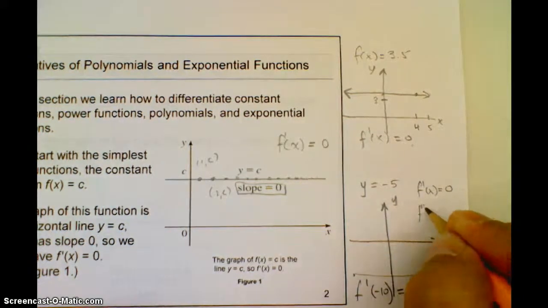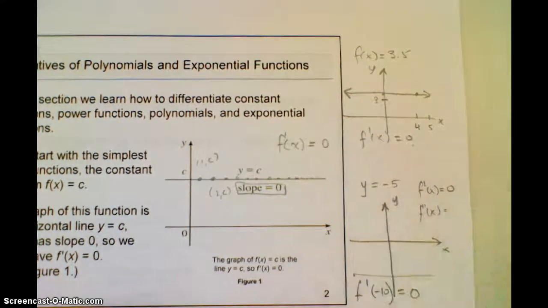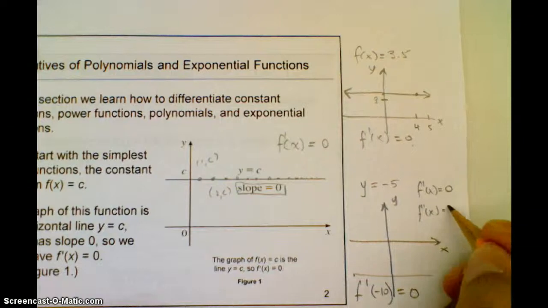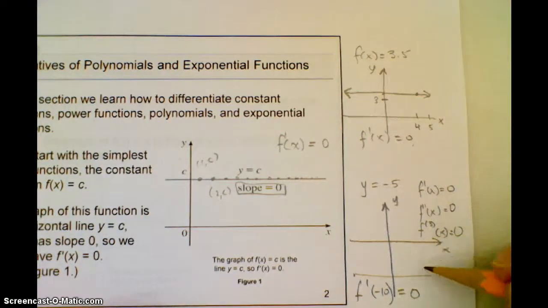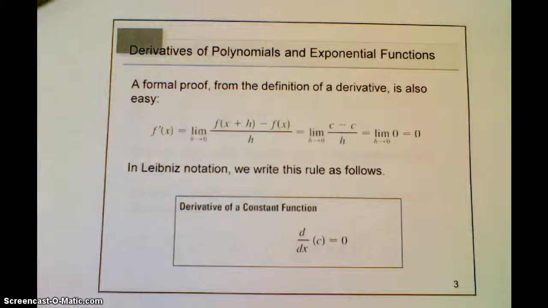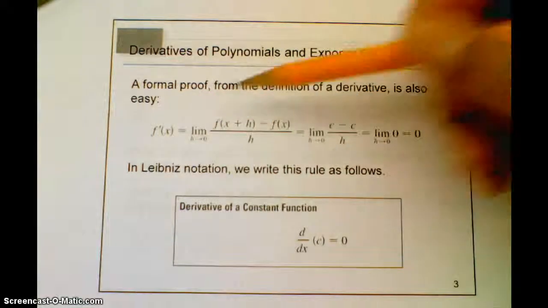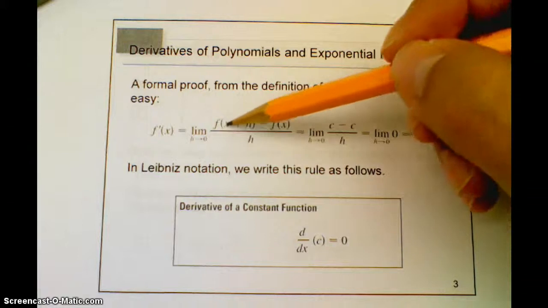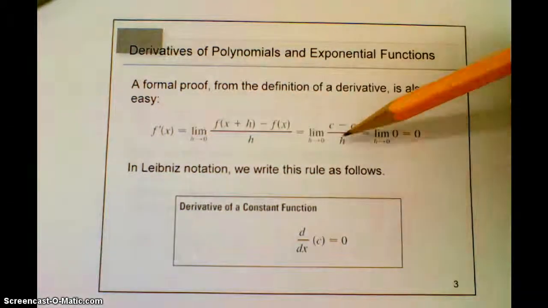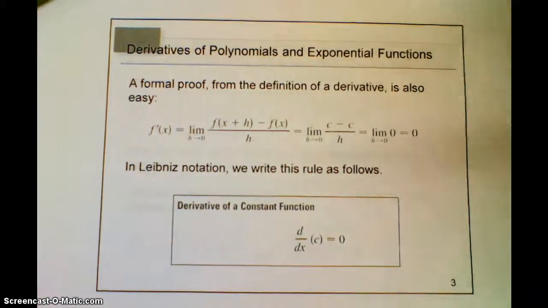Just for fun, what would be f double prime of x? Well, what's the derivative of 0? Still 0. What would be the third derivative of that? You guessed it right, it's again 0. So for any higher derivatives that I'm taking, it will be 0 all along. For those who don't believe me, this is the proof that shows that for a constant function, the derivative is 0. You can follow step by step. It makes a lot of sense.